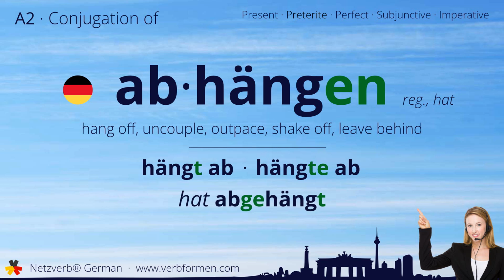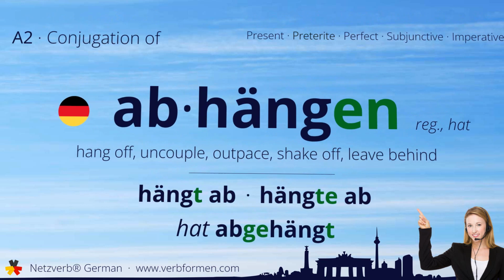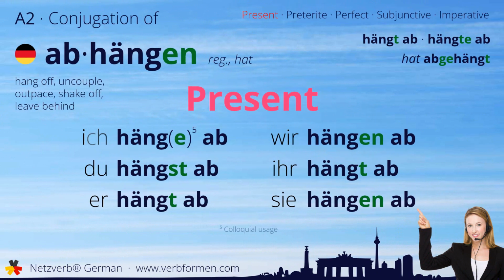Now let's move on to the tenses. First, we'll take a look at the present tense. Ich hänge ab. Du hängst ab. Hängt ab. Wir hängen ab. Ihr hängt ab. Sie hängen ab.